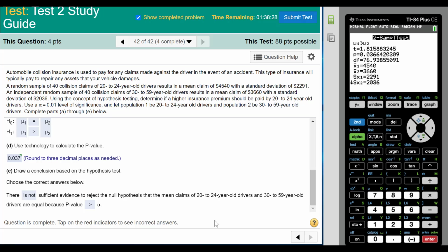In summary, if the claim is in H1 and you reject the null hypothesis, you say there is enough evidence to support the claim. If your p-value is more than alpha and you fail to reject the null hypothesis, say there is not enough evidence to support the claim. That ends the study guide.